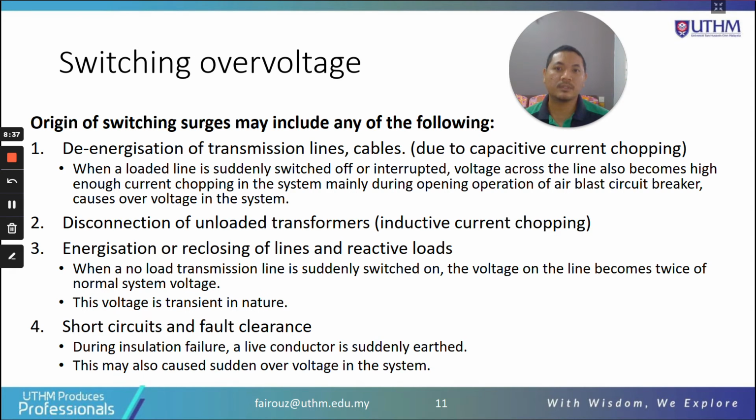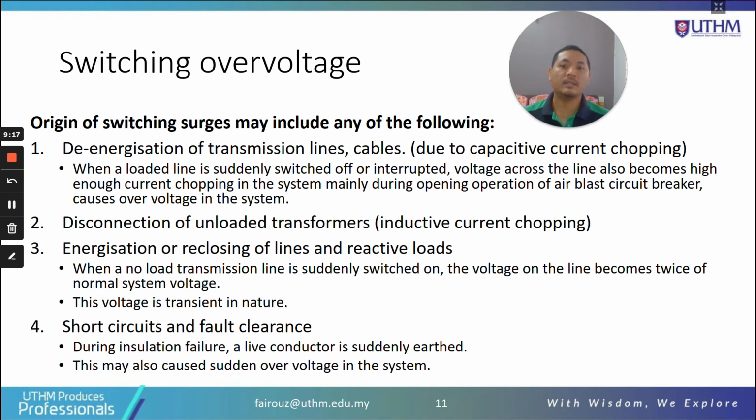So the origin of switching surges may include any of the following: de-energization of a transmission line or cable. Transmission lines or cables are basically capacitive elements, so when we de-energize the transmission line or the underground cable, that can cause switching surges. Also disconnection of an unloaded transformer. The transformer contains HV winding and LV winding, which are inductive elements in the system, so disconnection of a transformer can cause switching overvoltages as well.